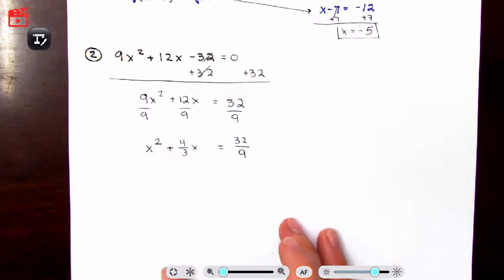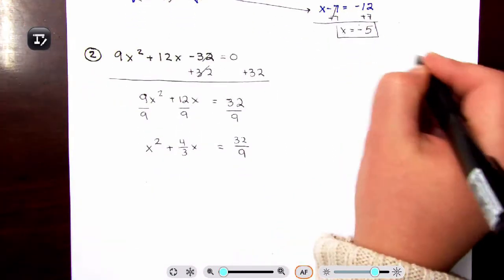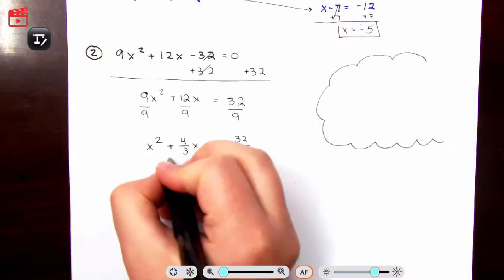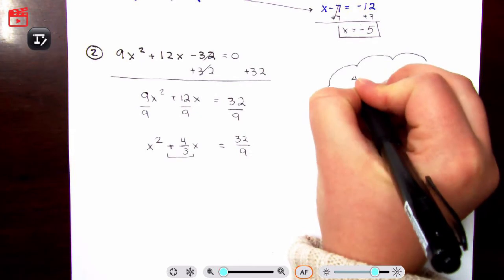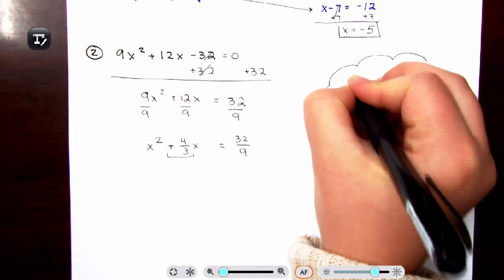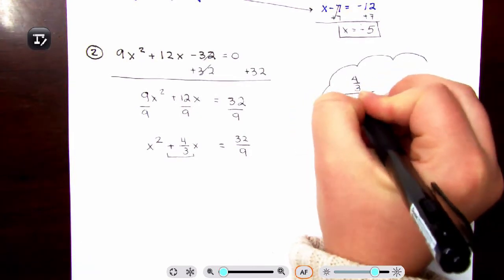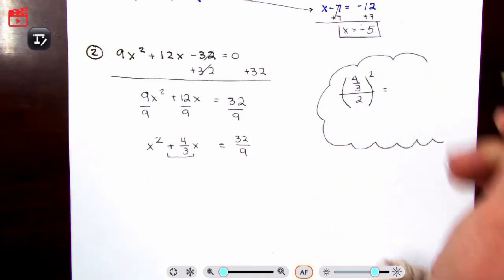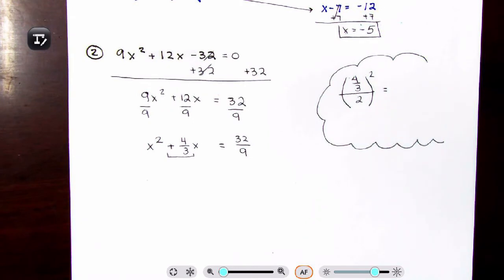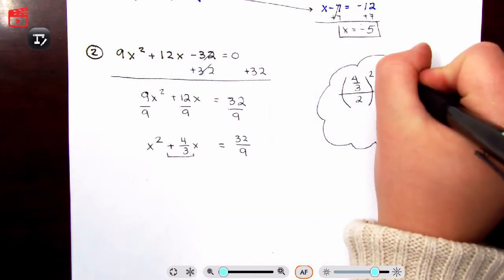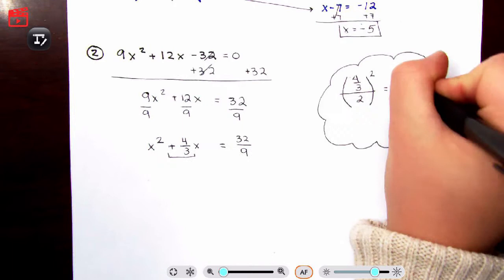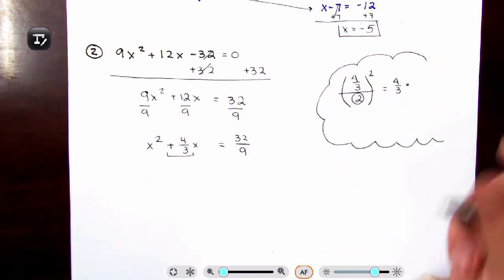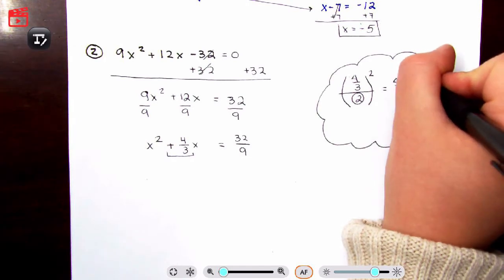Now, again, don't let these fractions scare you. It's okay. In a thinking bubble, we're going to do exactly the same thing we did before. Take your b value, which is a positive 4/3. You're going to divide that by 2, and then you're going to square it. Now, in order to divide fractions, you're going to multiply by the reciprocal. So here's my 4/3, keep. You're going to change the symbol to multiplication. Now 2, you're going to flip it. So that means I have not 2, but I have a 1/2.